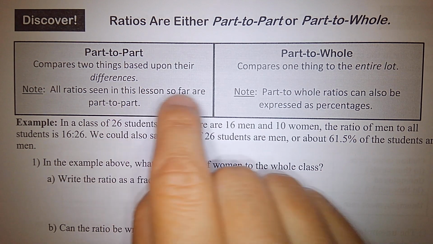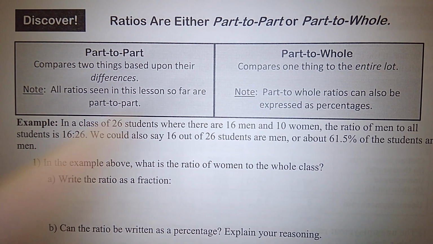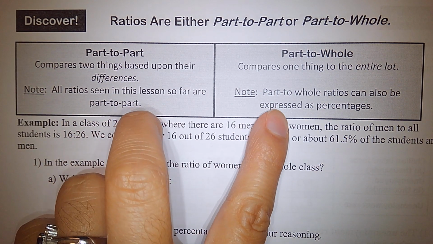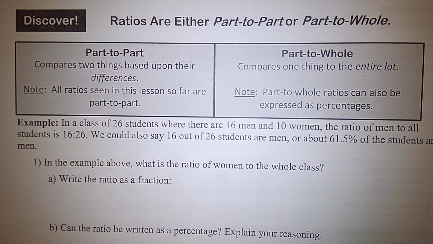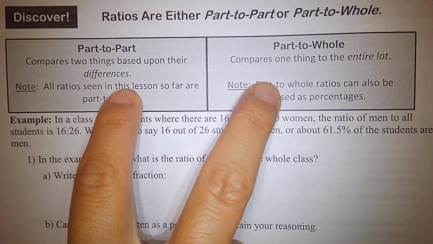For the ratios, we may have part-to-part ratio. We may have part-to-whole ratio. I'm going to have a volunteer read both of these two concepts for us. Any volunteer? A gentleman, please. Just these two boxes.